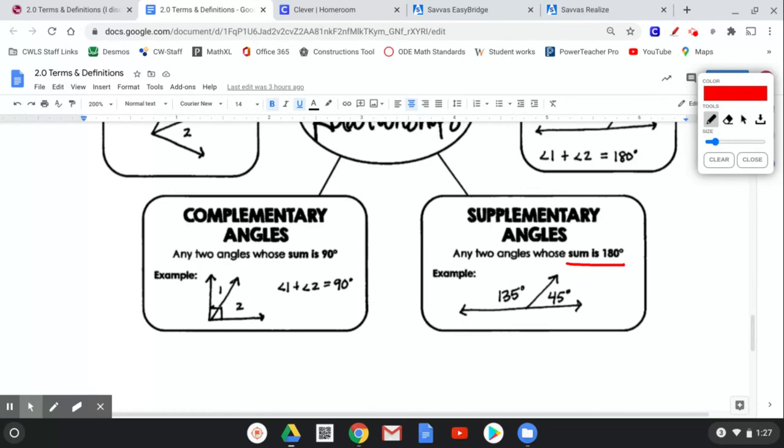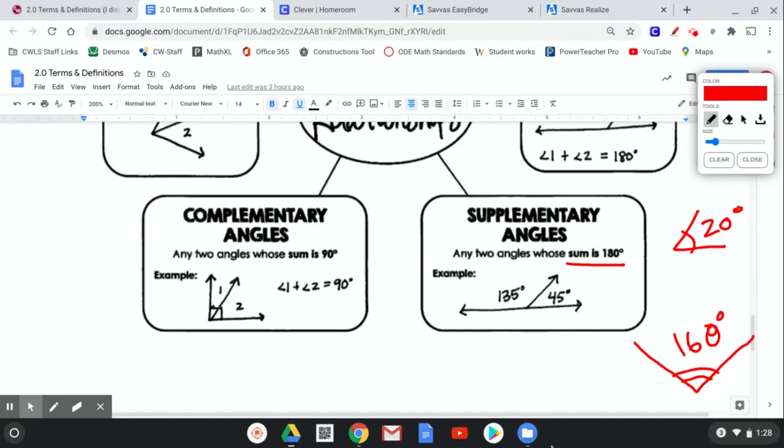But supplementary angles could just be like this angle here that is 20 degrees, and then this one over here is 160 degrees. And they're supplementary. So supplementary just means they add up to 180, but their location isn't specified. With linear pair, the location is specified because they're next to each other.